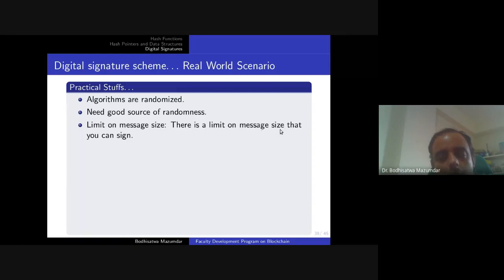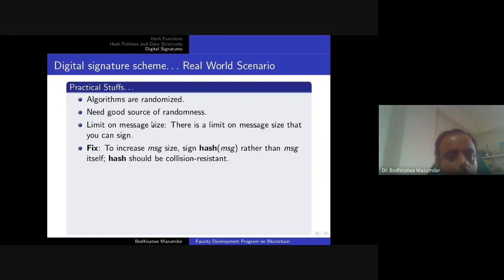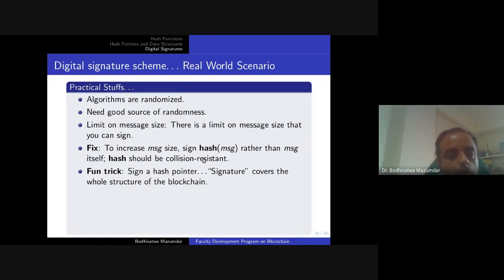You create a hash of that message, and then you sign the hash of that message. Instead of signing that entire large message, you sign the hash of that message, because there is a limit on the message size due to timing restrictions. So to increase the message size, you sign the hash of the message rather than the message itself. And that hash should be collision resistant to fix this issue.